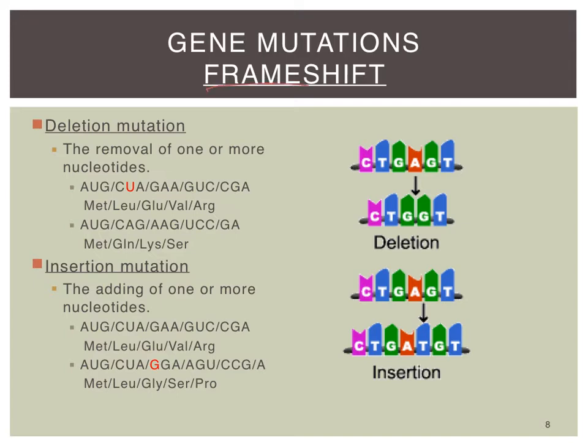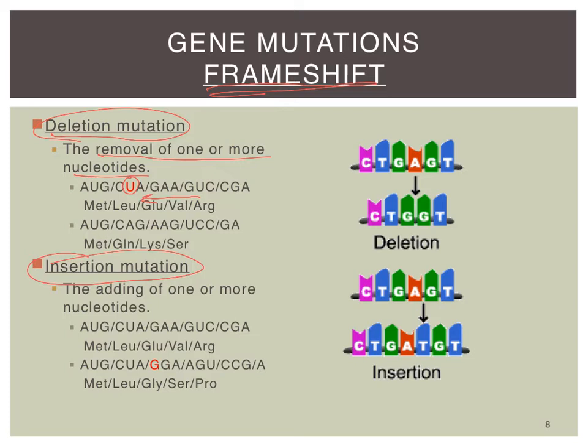So frame shift mutations would be either deletions or insertions. In a deletion, you're removing one or more nucleotides. So in this case, this U is being removed, and what it does is it slides the reading frame. All these move over one. Okay, so rather than methionine, leucine, glutamic acid, valine, arginine, we're getting methionine, glycine, lysine, serine, because again, since this A is moved over, this whole reading frame changes.